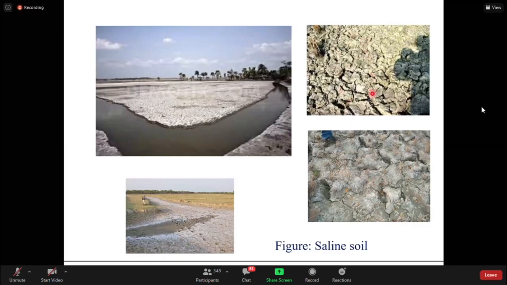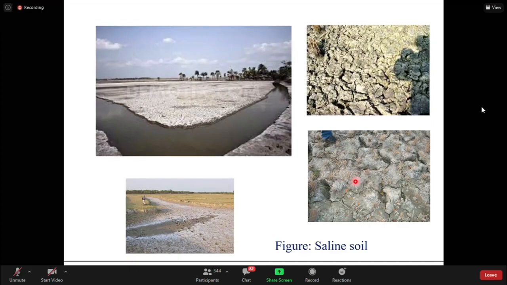So you will find these types of situations: development of a salt crust on the surface, salt deposition on the surface. Why this salt deposition? We know the soil has saline water, and during the dry season that water is evaporated, that means water is gone. But the water had some salts in it. Water is gone and salt is left behind. Salt is staying on the soil. So this is how salt deposition occurs in the soil.